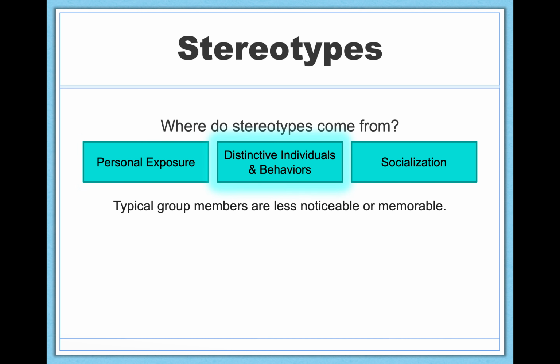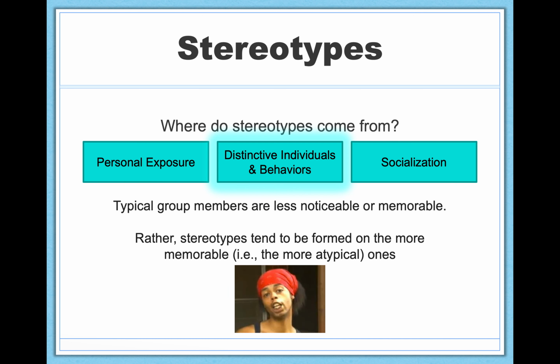Distinctive individuals and behaviors can lead to stereotyping as well, because typical group members are less noticeable or memorable. If you see somebody who is typical, not doing anything weird or crazy or different, you might not think too much of it. So it, again, relates to attention. It doesn't grab your attention. Instead, often what grabs your attention are those atypical examples, the more memorable examples. And if that's grabbing your attention, that's what you're thinking about, that may lead you to form an inaccurate stereotype about the whole group on the basis of one individual.